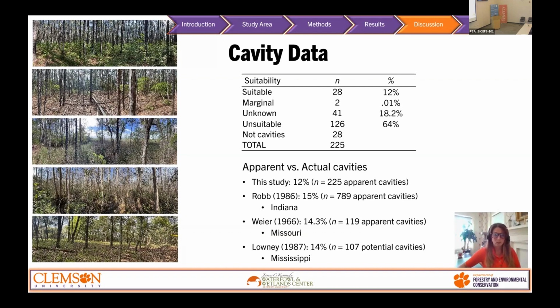Relative to the potential cavities that I discovered, my determination of 12% of potential cavities as suitable for wood ducks aligned with other studies. And I wouldn't be surprised if the deficiency was more a result of my learning curve in the beginning, as I was painstakingly figuring out what a cavity looks like from the ground. And I think my technician can attest that it was a hard and tiring lesson to learn, but we did learn it pretty quickly.